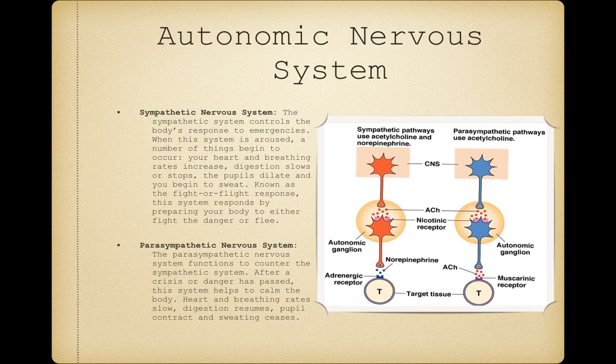Parasympathetic nervous system. The parasympathetic nervous system functions to counter the sympathetic system. After a crisis or danger has passed, this system helps to calm the body. Heart and breathing rates slow, digestion resumes, pupils contract, and sweating ceases.